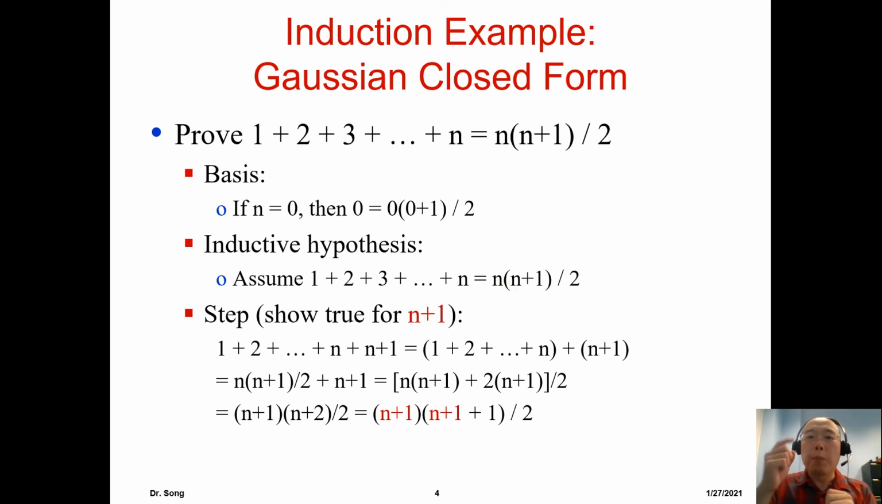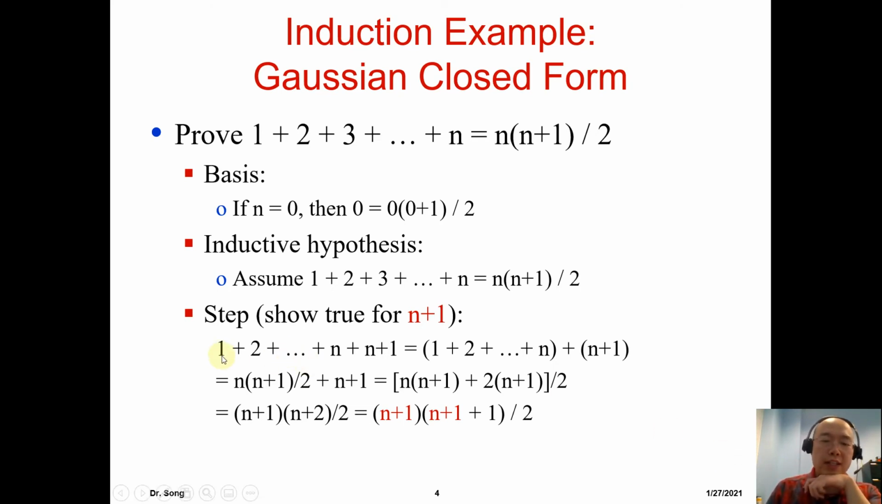So we assume that is true. And what's the next step? Based on Sn is true, which is the inductive hypothesis, the step 3, we want to prove that this is also true for n plus 1. So how do we do that?